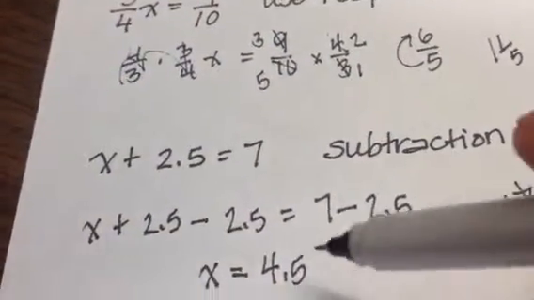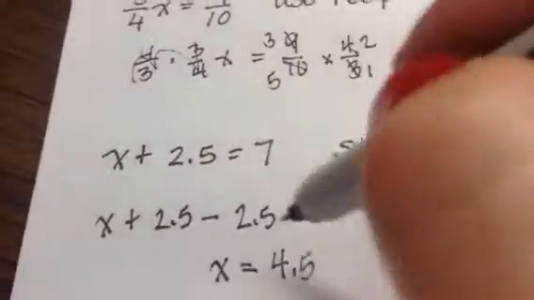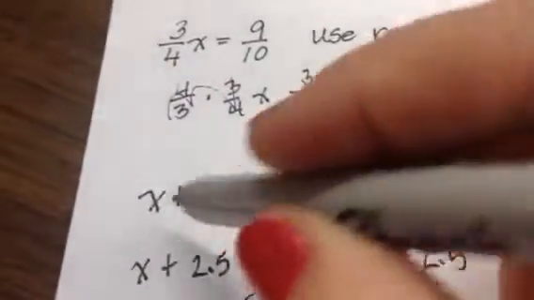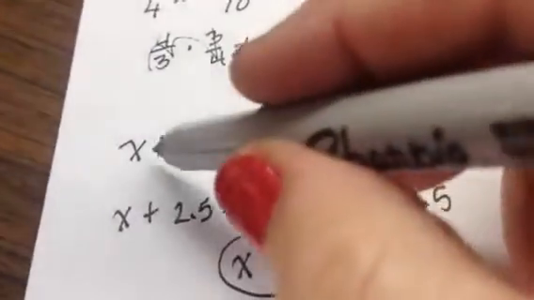Now, let's say we don't believe it. How can we possibly be sure that this is correct? Well, let's just stick this 4.5 in the place of that variable. Okay, let's go over here.